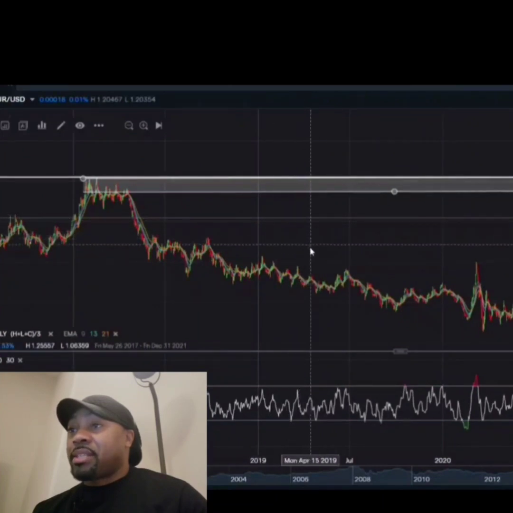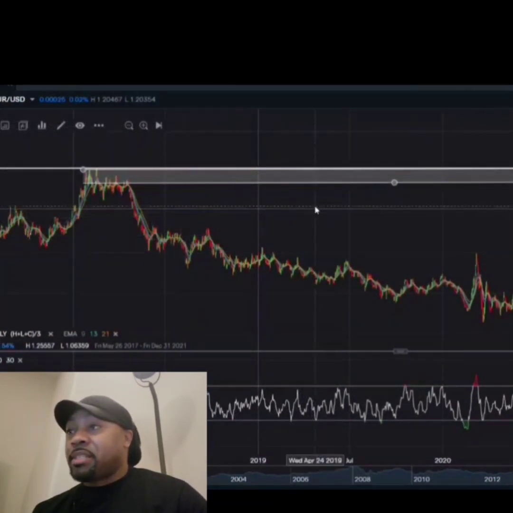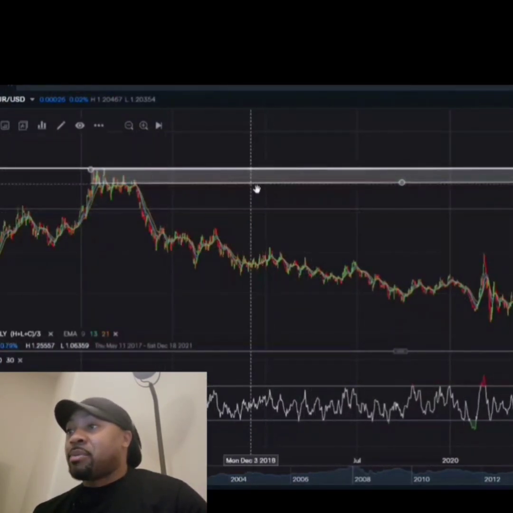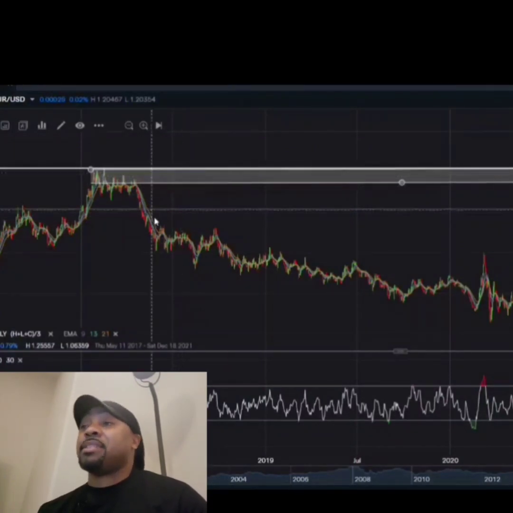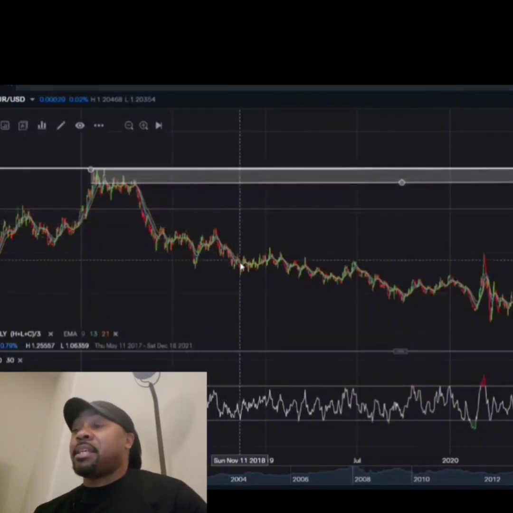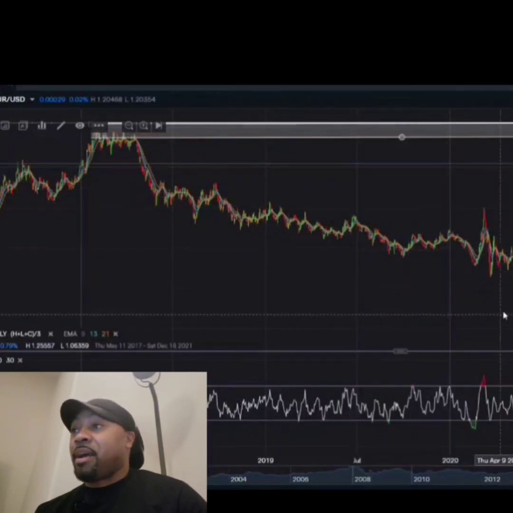So what you want to do as a trader is find the support and find the resistance. Resistance is when it reverses, and, sorry, I said it wrong. If it's going in a bullish direction and it hits resistance, then it's going to turn around and go bearish.